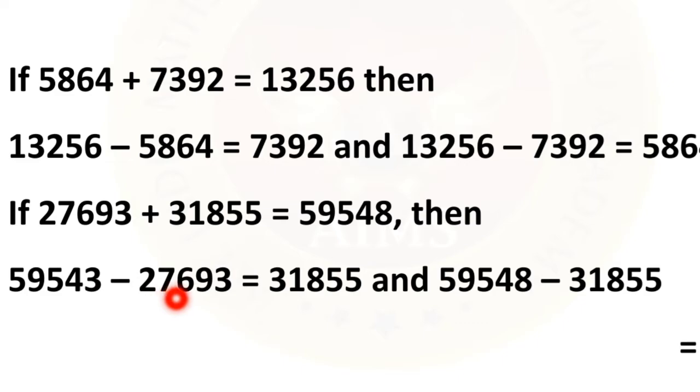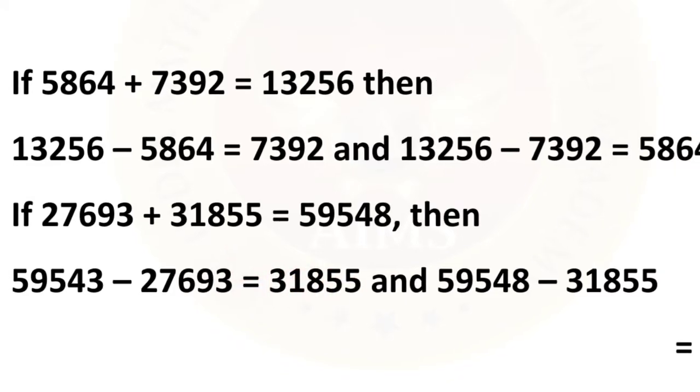Now this minus this is equal to what? See, in this sentence we have already used addend 1 and the sum. What is missing? 31,855 is missing. So we wrote it here. 59,543 minus 27, not 43, 48. 48 minus 27,693 is equal to the addend 2, 31,855.